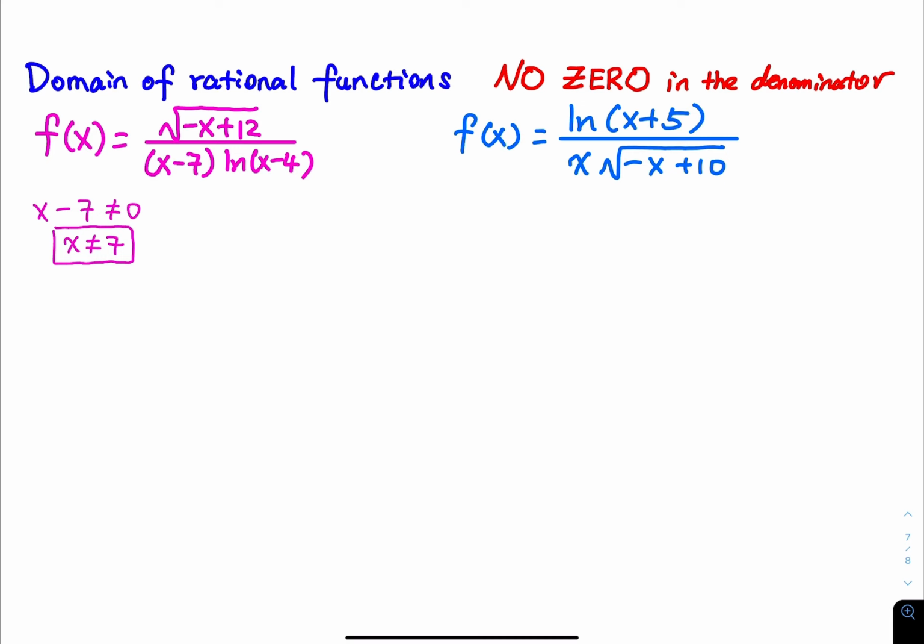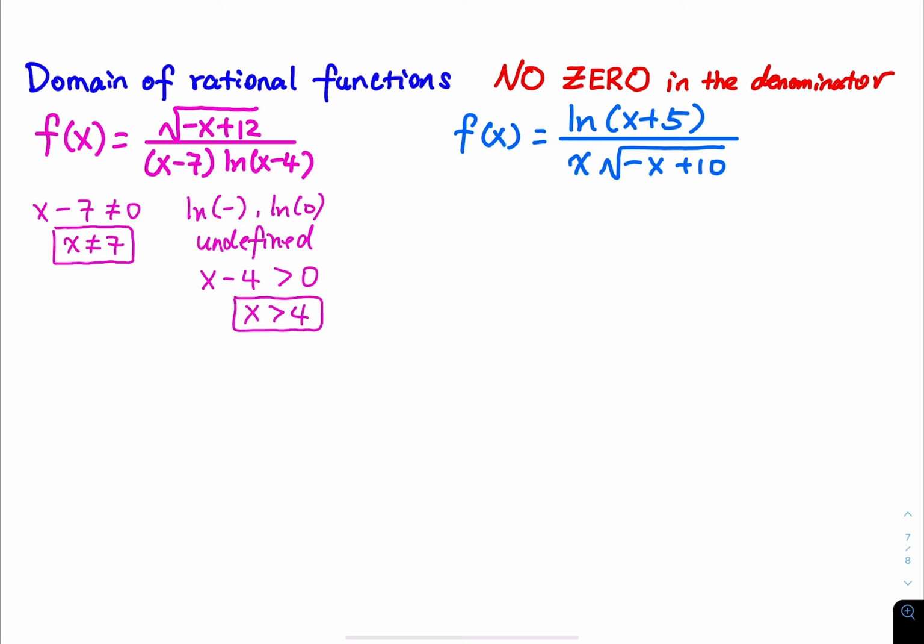How about ln? We know that ln of a negative and also ln of zero are undefined. So that means x minus 4 must be greater than 0 and x must be greater than 4. That is the second restriction. When you choose a value for x, it cannot be 7, and it must be greater than 4.